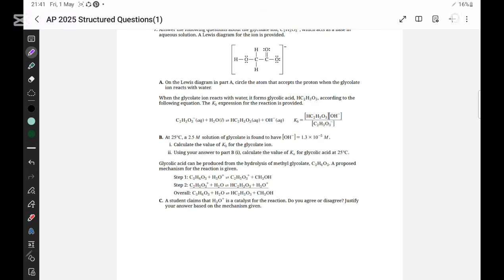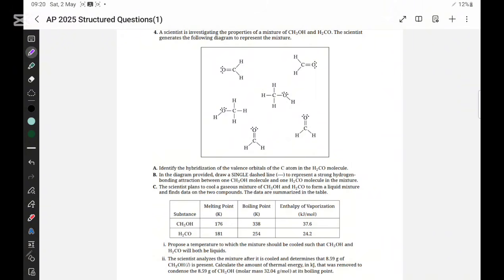This question, a scientist is investigating the properties of a mixture of CH3OH and H2CO. The scientists generate the following diagram to represent the mixture. Identify the hybridization of valence orbital of carbon atom in H2CO molecule. So this is H2CO molecule, and we need to find out the hybridization around a carbon atom. So we can do like sp, and for double bond we are going to consider as single, so it is going to be sp2. So this is going to be sp2 hybridized.